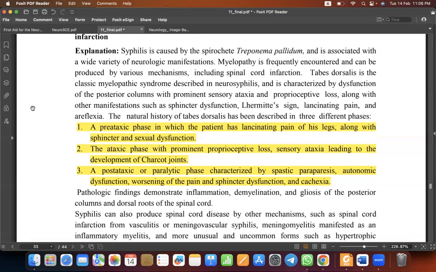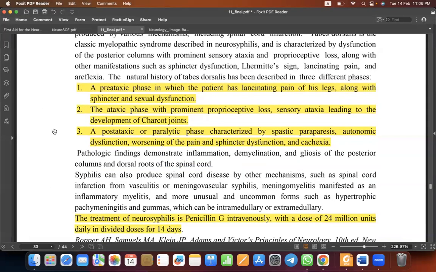Okay. There could be some Lhermitte sign, lancinating pain with areflexia. The issue is that there are three forms: the pre-ataxic, ataxic, and post-ataxic. In the pre-ataxic form, there will be some lancinating pain with some sphincter disturbance. In the ataxic, there is some dorsal column involvement. In the post-ataxic, there is spastic paraplegia and autonomic dysfunction. So these are the three forms.